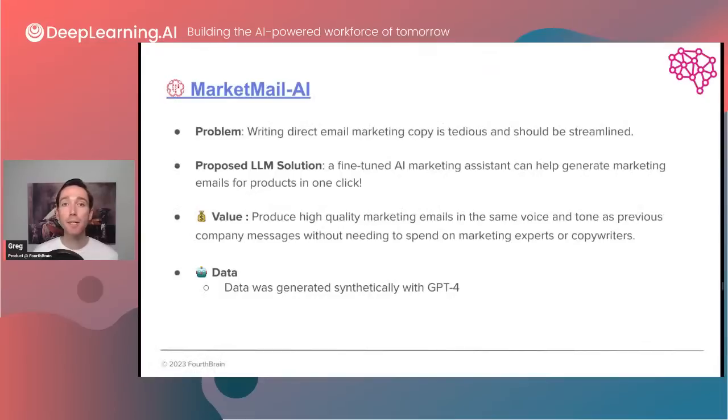So the big idea here is that let's imagine we're in a context where the boss, leadership, the board says that writing direct email marketing copy is now considered tedious, and it's something that really should be streamlined for the department. We believe we can create a fine-tuned AI marketing assistant to help generate marketing copy for emails and for other marketing activities that's going to be in the same voice and tone of everything that our company's been putting out. There's obvious value here. It's going to save people a lot of time.